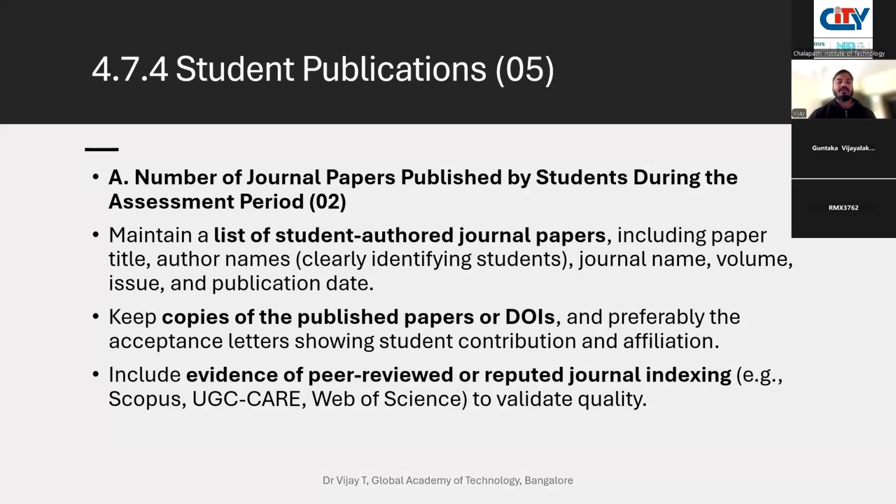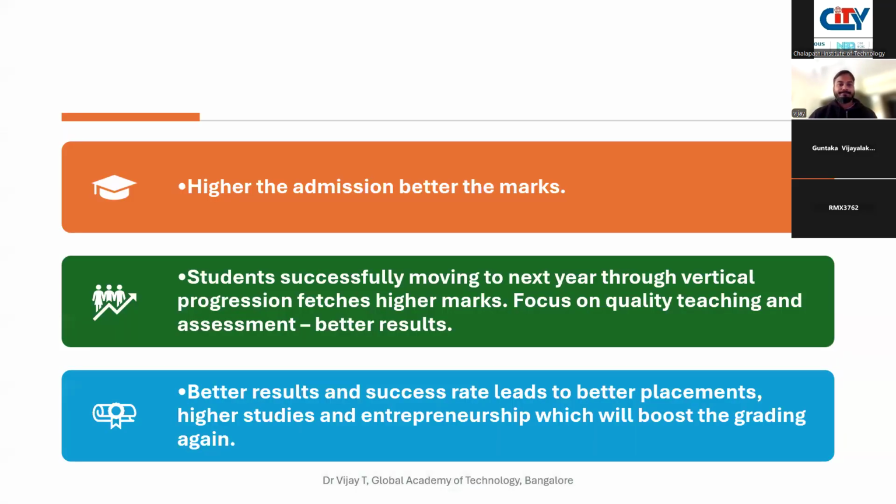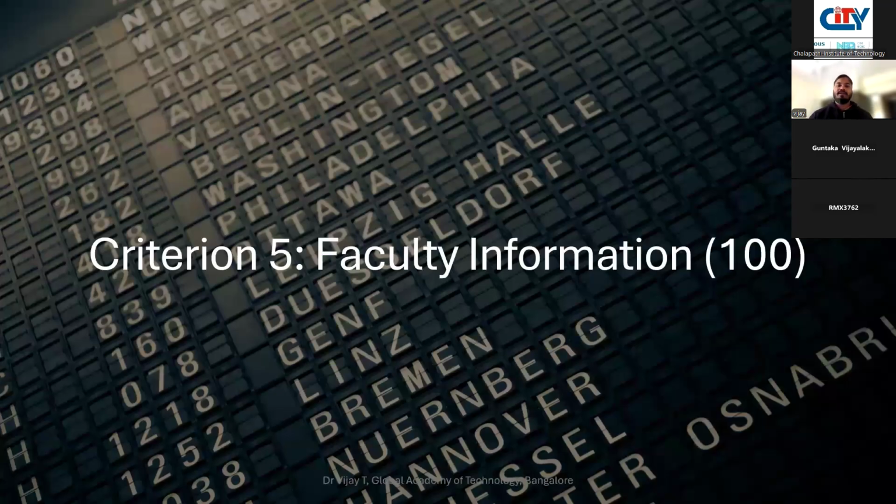UGC CARE is not there today, so any student publication in UGC CARE cannot be considered. Try to motivate your students to publish in Scopus-indexed journals so that it carries more value in NIRF as well. This is the same. So the next is the faculty information.